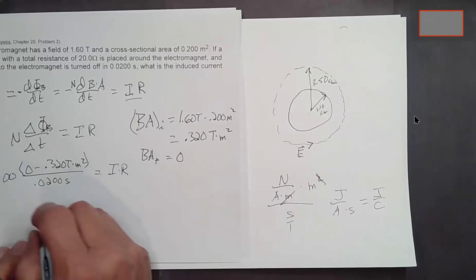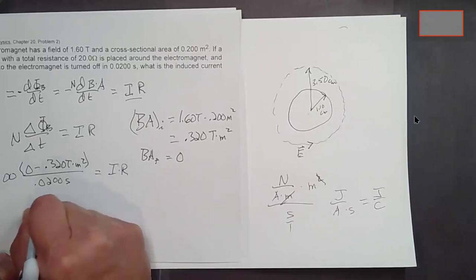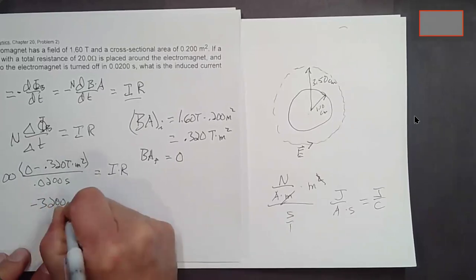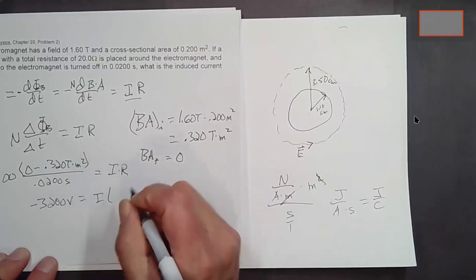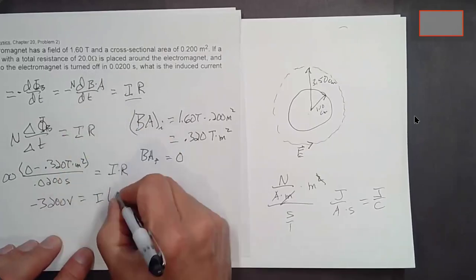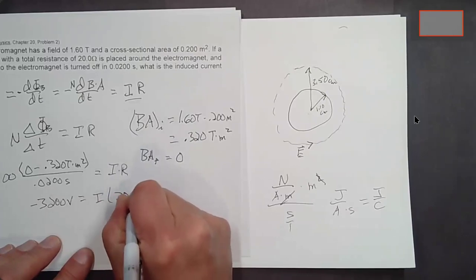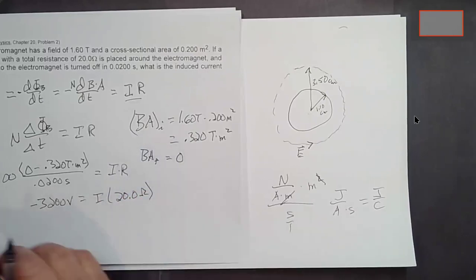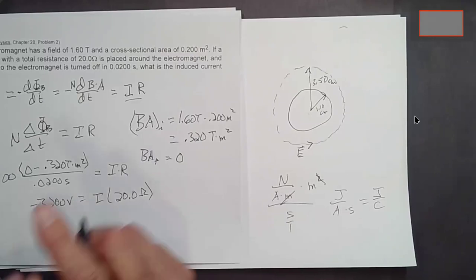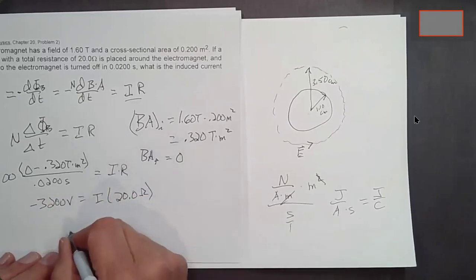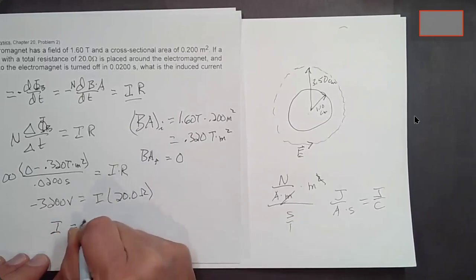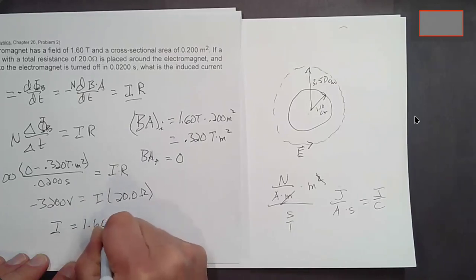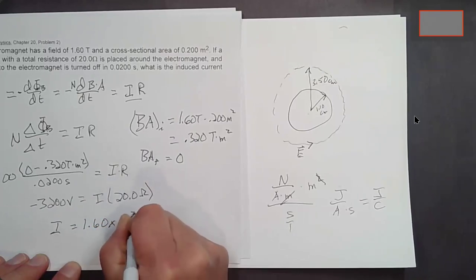Okay, I actually get minus 3,200 volts on this side, and then I'm going to have I times whatever the resistance, 20.0 ohms. And we should have been able to figure this out in our heads, math-wise. I get a lot of amps here, equals 1.60 times 10 squared amps.